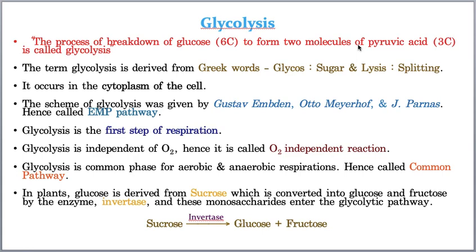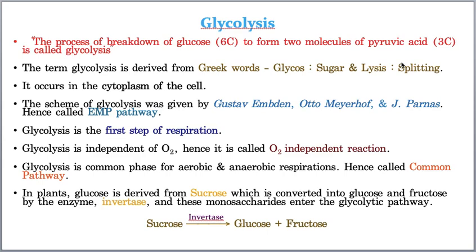Now, this word glycolysis is derived from Greek words. What are they? The first word is glykos. Glykos basically means sugar, whereas lysis means breakdown, or you can also call it splitting. Both meanings are the same, so you don't need to worry about the word. So glycolysis is derived from two Greek words. The first one is glykos, which means sugar, and lysis means breakdown or splitting.